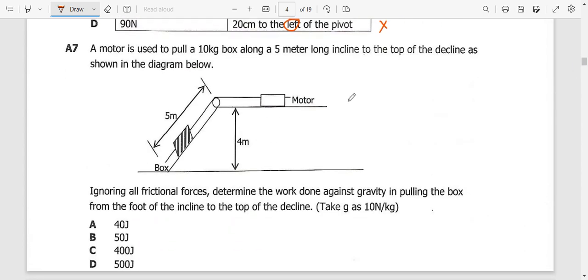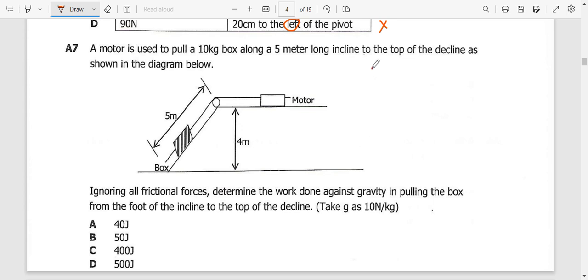Okay. Let's consider 7. A motor is used to pull a 10 kg box along a 5 meter long incline to the top of the incline as shown in the diagram below. Ignoring all frictional forces, determine the work done against gravity in pulling the box from the top of the incline to the bottom of the incline. So what will be the work which will be done in pulling the box?